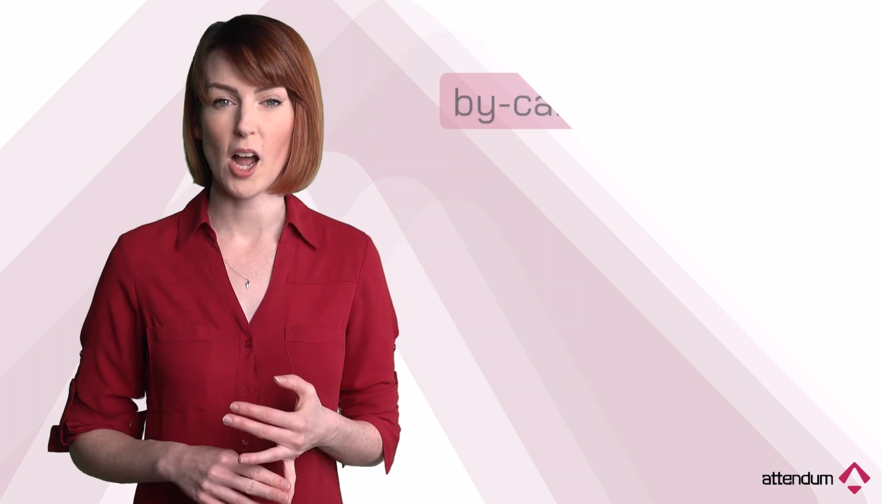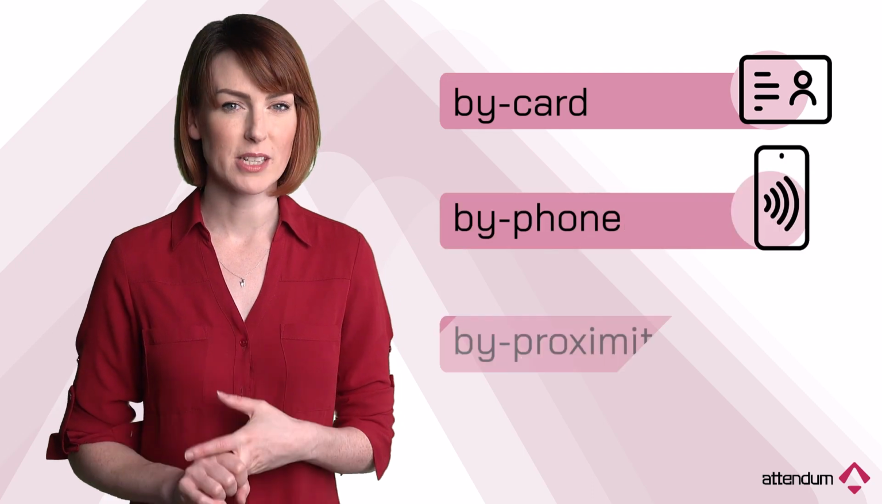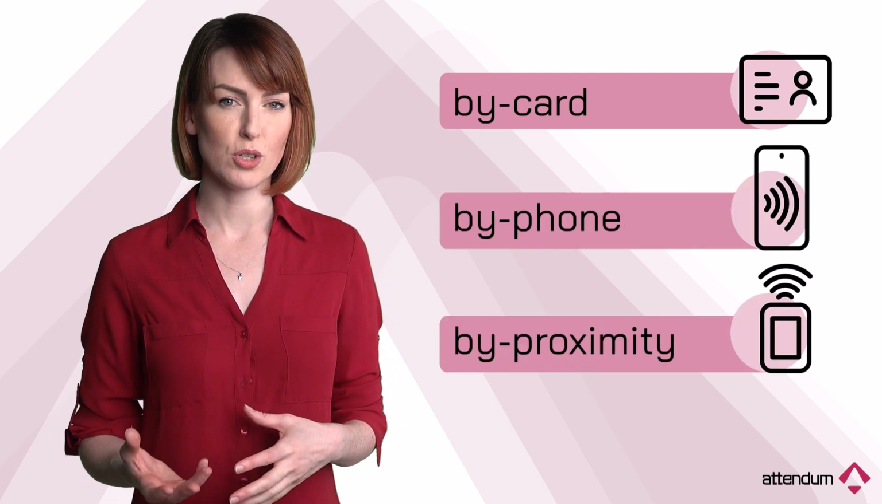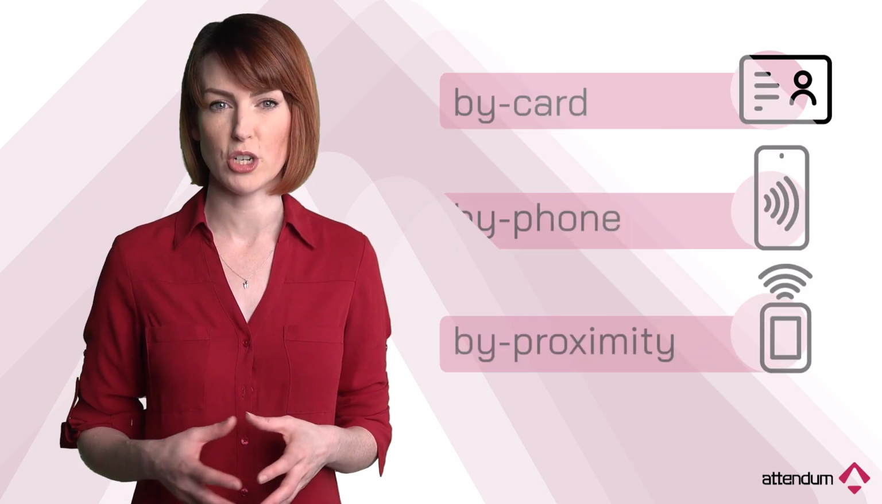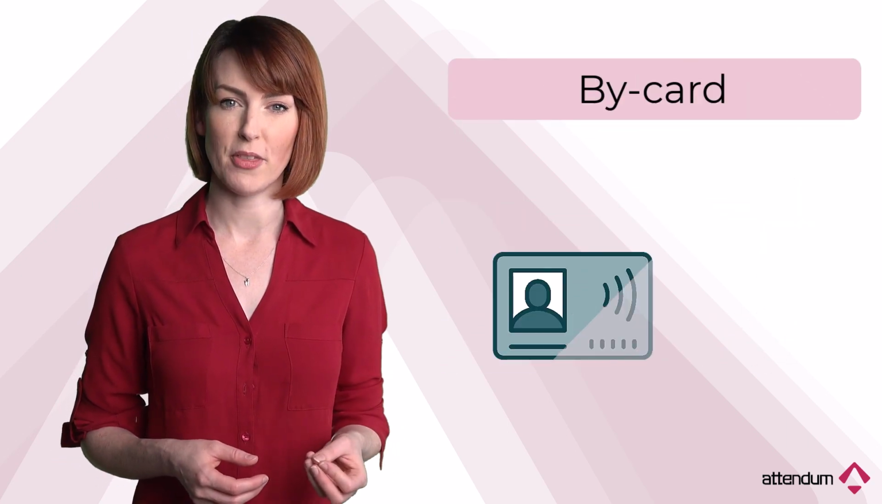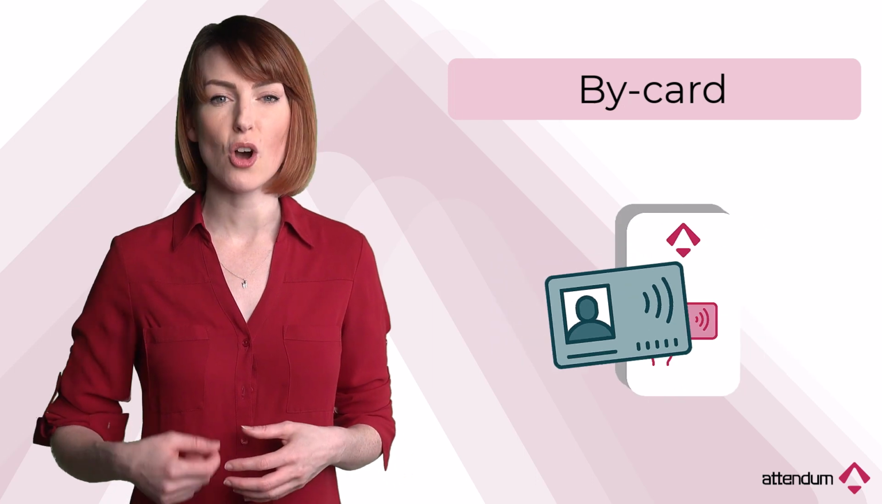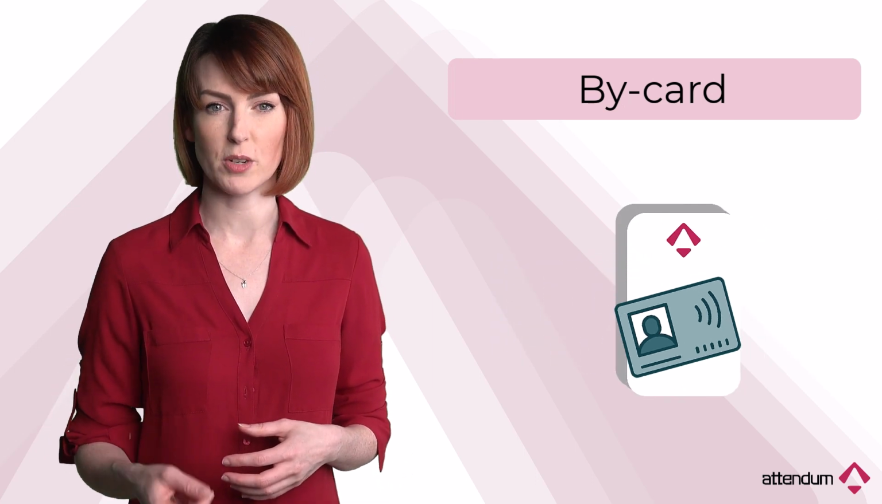Attendum's registration operates through three methods: by cards, by phones, and by proximity. The method you'll use to register your attendance is determined by the system installed in your institution. For the by cards method, you simply tap your ID card onto the registration device to mark your attendance.